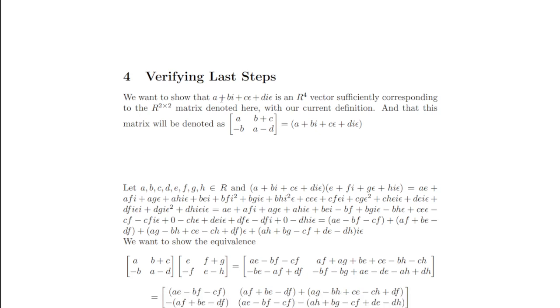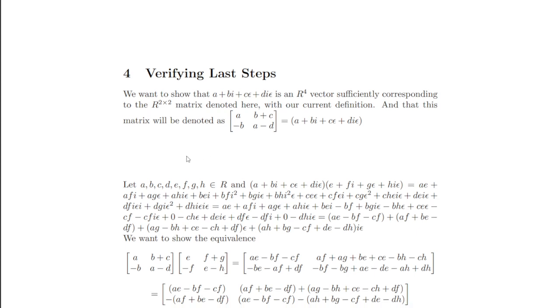So we want to show that A plus BI plus C epsilon plus DI epsilon is an R4 vector sufficiently corresponding to the 2 by 2 matrix denoted here, with the current definition we're about to state, and that this matrix will be denoted as A, B plus C, negative B, A minus D, which will be the definition here. So we're going to run into a few issues with this, but it is going to work for what we need.